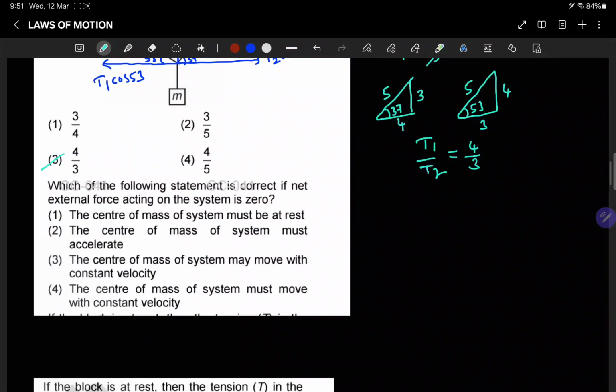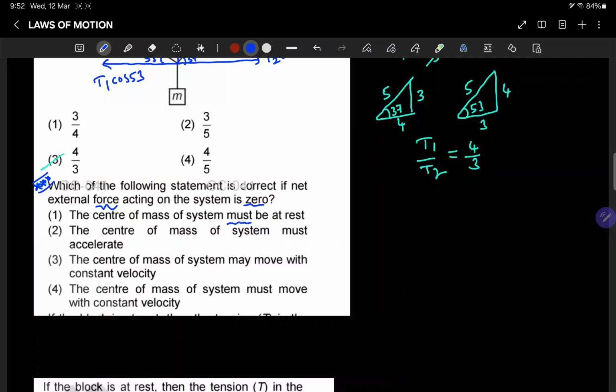Next question. Which of the following statements is correct if the net external force acting on the system is 0? Now, center of mass of the system, students, listen carefully. Theory questions are also very important, students. Many students, I have observed from my experience, make mistakes in theory questions. Very important. Conceptual questions are also very important. Now here, the option says the center of mass of the system must be at rest. Net external force 0 means the center of mass of the system must be at rest?